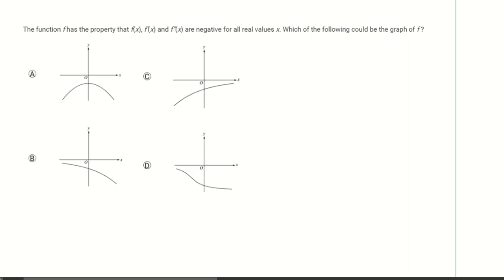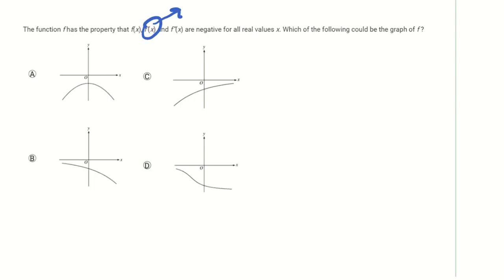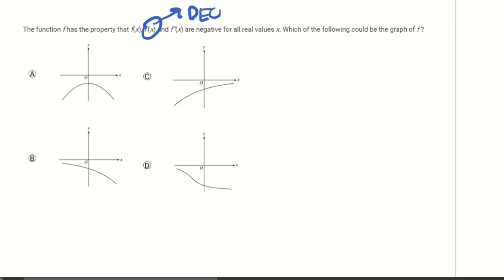Oh, I see. Yeah, this one. I don't know if this is really curve sketching, but what does it mean for a function's derivative to be negative? f prime negative means I'm looking for something that's decreasing.